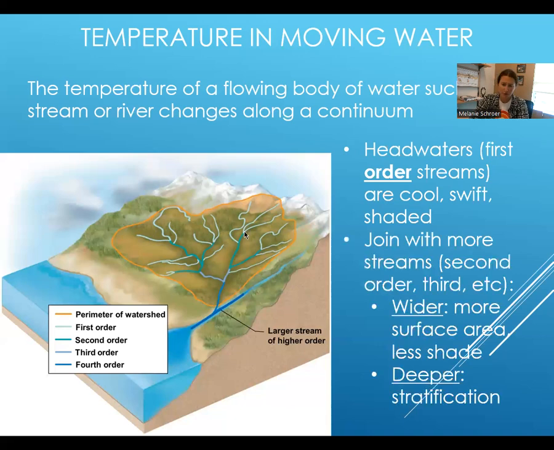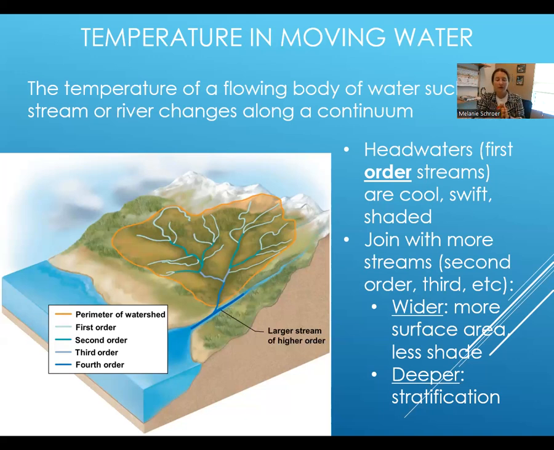But as these first order streams converge into what are called second order streams here in teal, and then third order streams where multiple second order streams come together, etc., essentially more and more water is accumulating. And so that does a couple things. First of all, the streams get wider. When a stream is wider, this means that more surface area is exposed to the sun, and so they are able to warm up a lot more. Also, when the stream gets wider, no longer can the trees shade over the entire stream, and so now the water in the middle is exposed to direct sunlight.